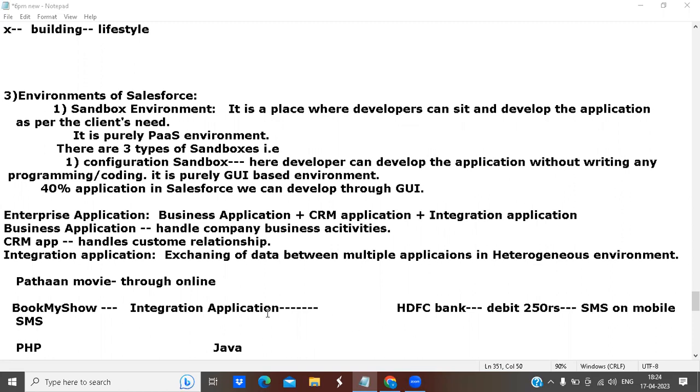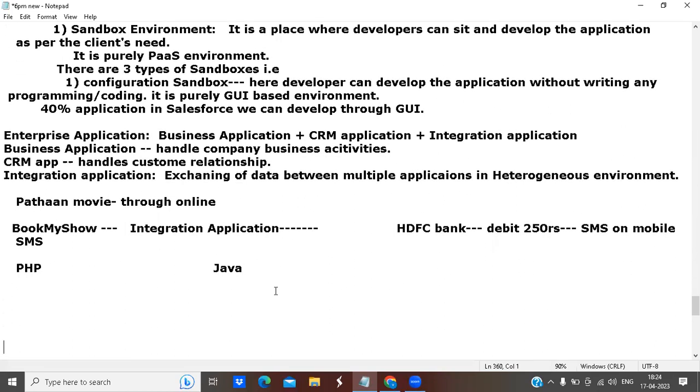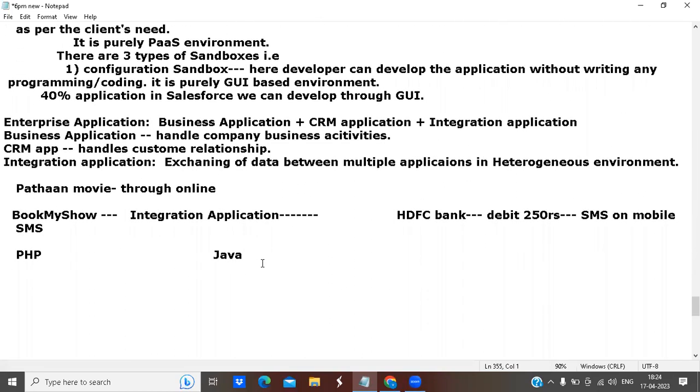So in between, there is another application that plays an important role. What is that? Come on. Integration application. Got it, sir. Understand, Bhagesh? Yes, sir. Thank you. Madhuri understand, Shavani understand, Abhishek understand, everyone understand? Yes, sir. Tony understand? Tony George? Yes. Good.